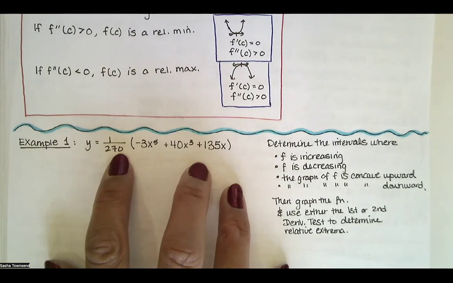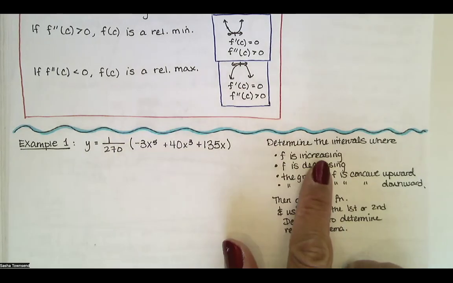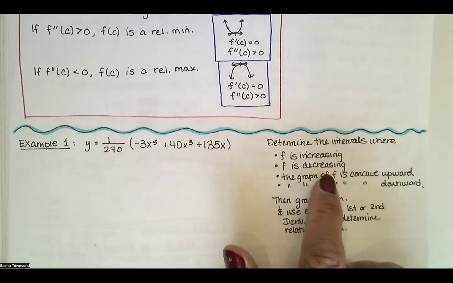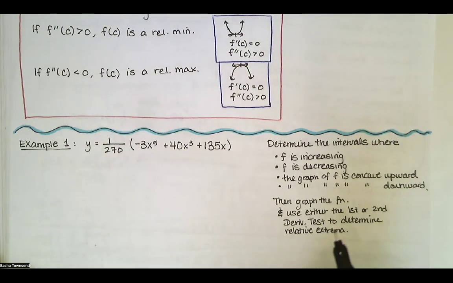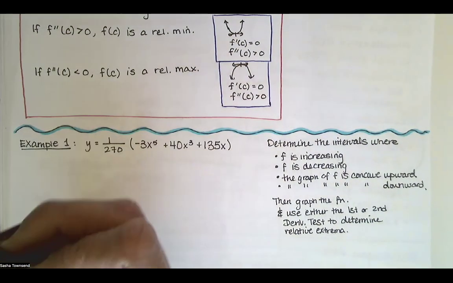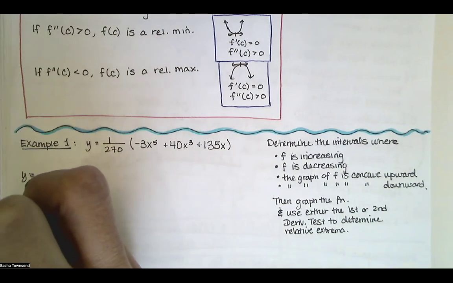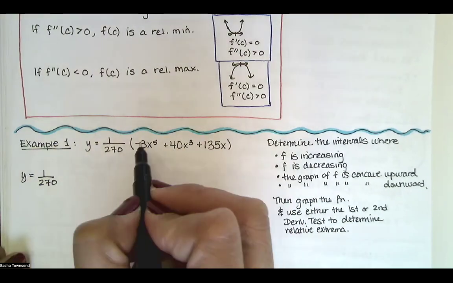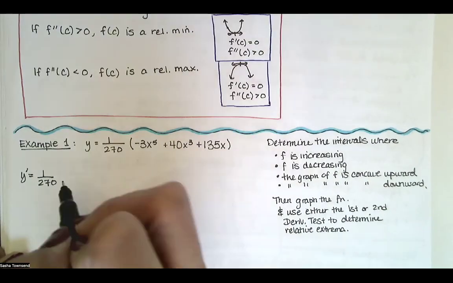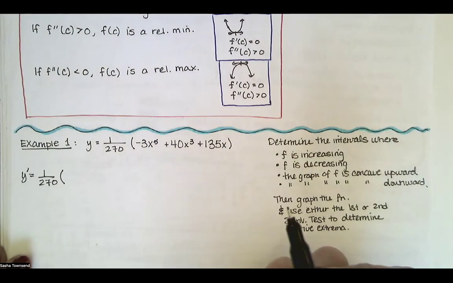Okay, so we've got a polynomial function, and we want to find the intervals where f is increasing or decreasing. So the first thing that we do is we compute the first derivative, and then we find the critical values of the function. So I have y equals this constant times this polynomial. So y prime is that constant times the derivative of the polynomial.